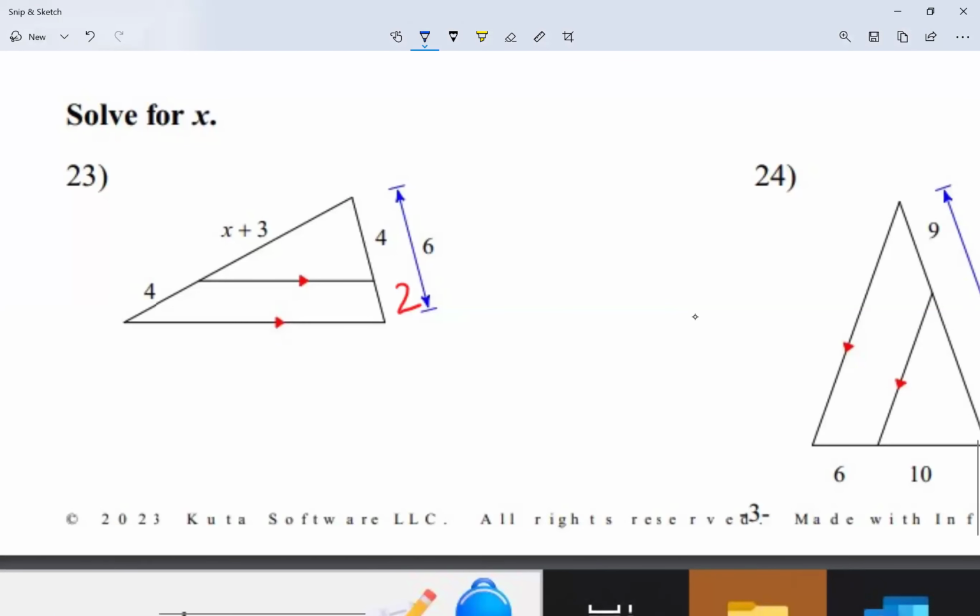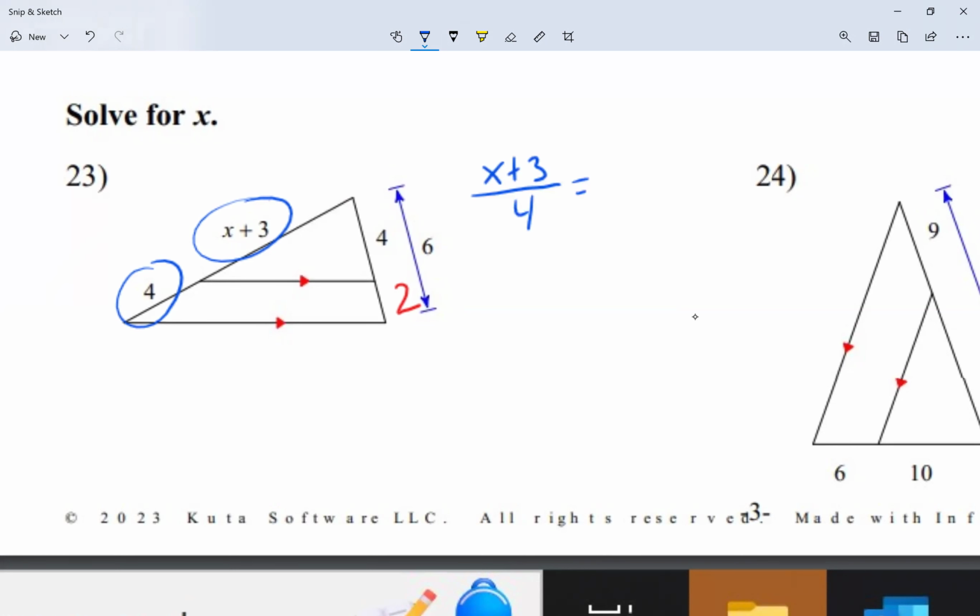Now, on the side that has x, those are the two values given. So I'm going to make a fraction using those two values, x plus 3 over 4. And I want to let this equal to the corresponding measurements on the other side. Now, x plus 3, if you notice, and 4 are the two small measurements. The big measurement will be the whole side. Now, I'm not using the big side, right? Therefore, I'm not going to use the 6.